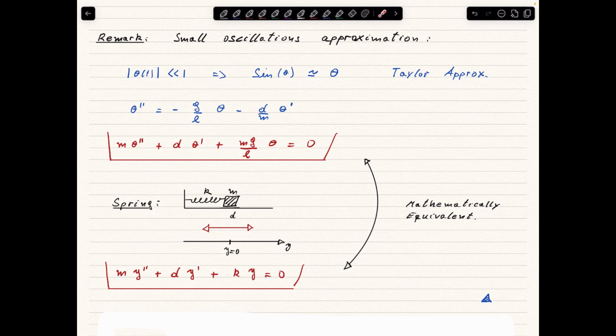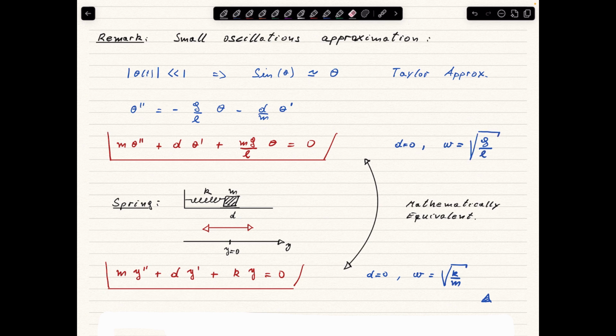So the motion of the pendulum with small oscillation is exactly the same as the motion of a mass spring system. For example, we know that for the mass spring system, when we have no friction, the frequency of the oscillation is the square root of k over m. Well, the same happens in the other system. When we don't have any friction, the pendulum is going to move with a frequency of oscillation that is now the square root of g over L.